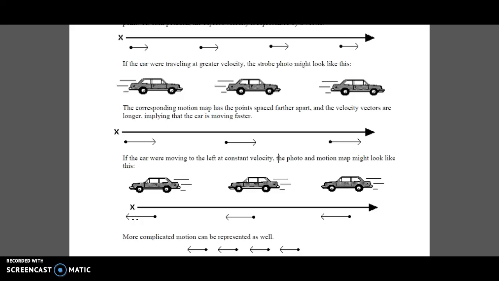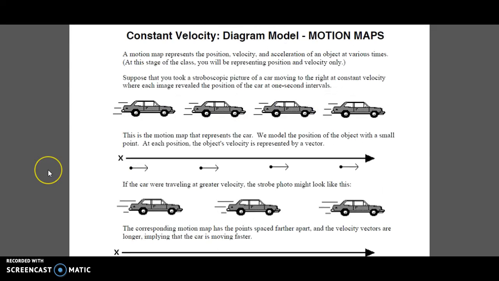In addition to showing how fast the car is going, you can also show the direction. If you look at the third image on this worksheet, you can see that the car is going left. It's quite easy to see because the image is going left. This is our most basic way of showing motion of an object.